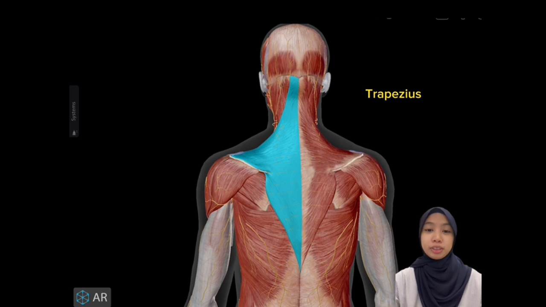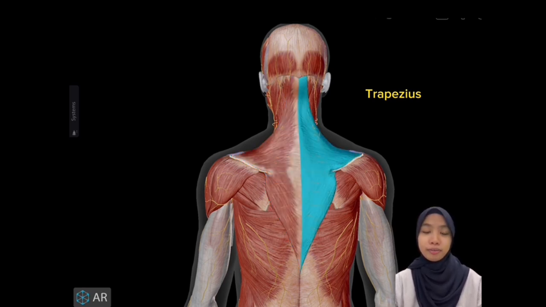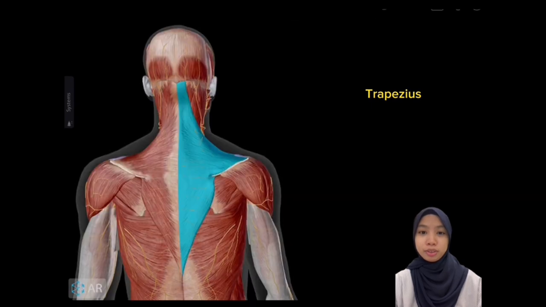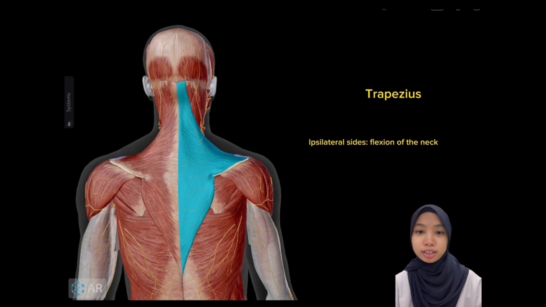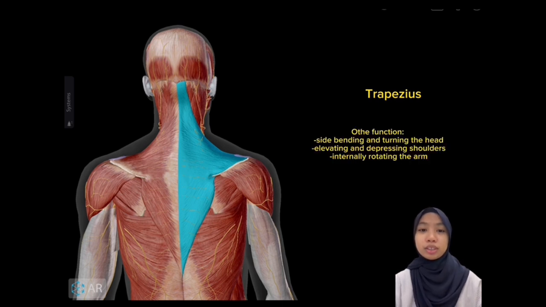Next is trapezius. As we can see in this video, it consists of left and right trapezius. In bilateral contraction, it extends the neck, as in looking up. For the ipsilateral side, it acts as a lateral flexion of the neck. Other functions include side bending and turning the head, elevating and depressing the shoulders, and internally rotating the arm.